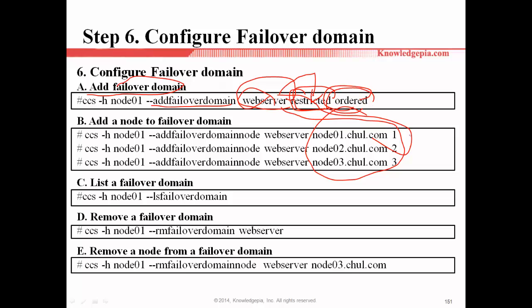And the order, so for example, this one, 1, 2, 3. For example, if node 1 has a problem, what failed, then node 2. Node 2 has also the problem, then node 3 will be available for the web server service. So it means ordered. And after that, we need to add this kind of node, add failover domain. And the web server is a failover domain name, and this kind of node is a member for this failover domain. And if we want to see the failover domain, then ls failover domain.